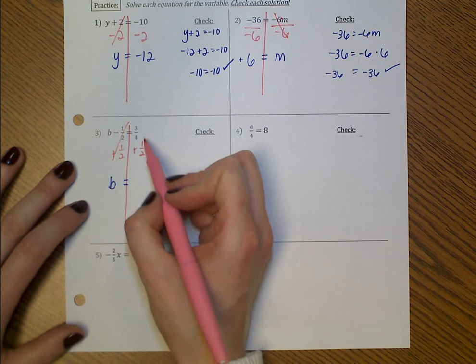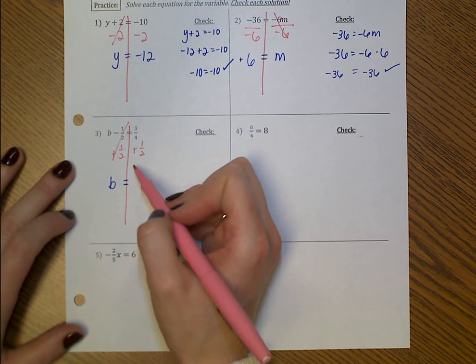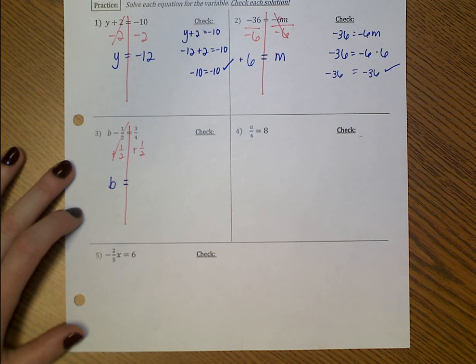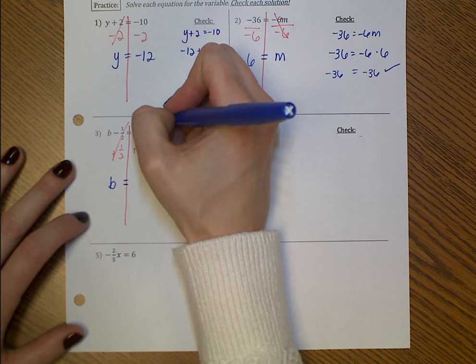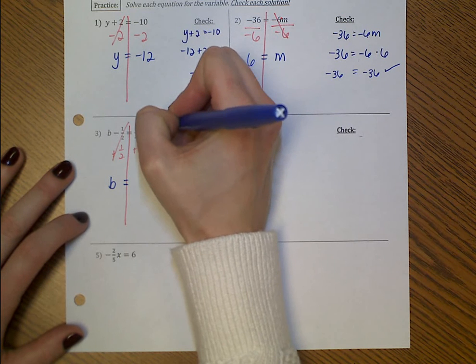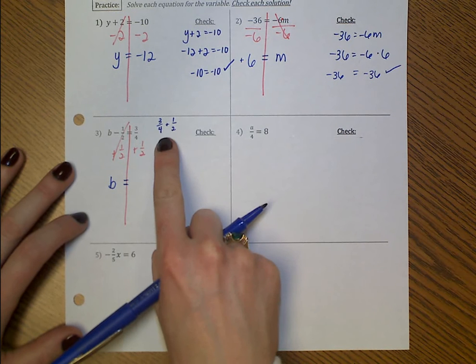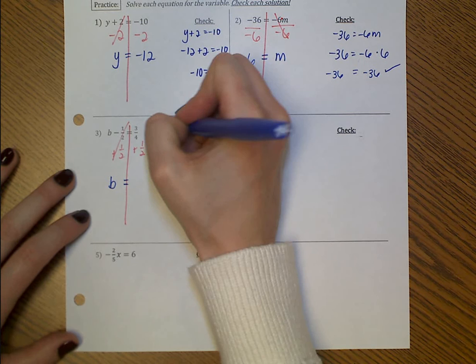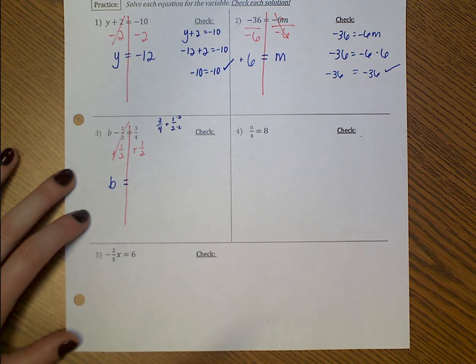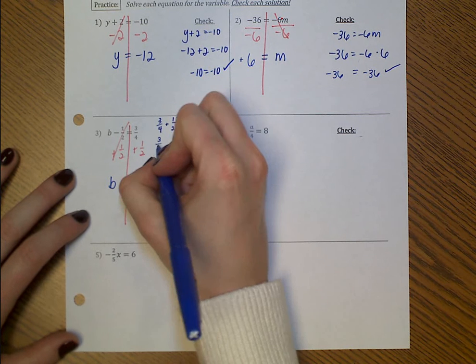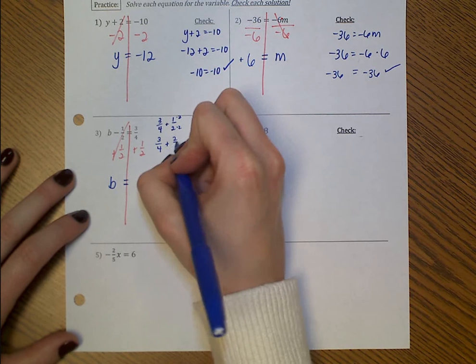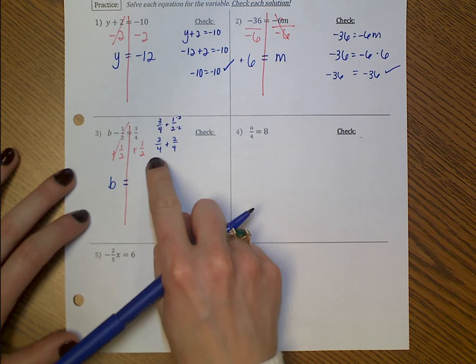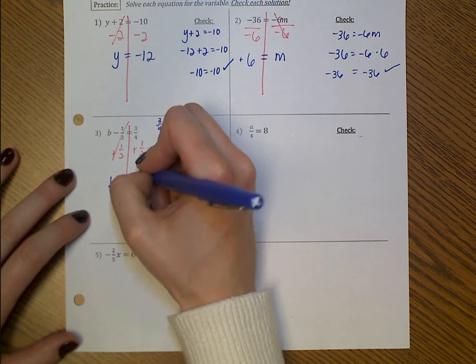On the right, I have to do 3/4 plus 1/2. So I'm going to write that up here. If you didn't have a calculator, you'd have to resort to finding the common denominator. I'm going to go for 4. So that would make this 2 over 4. When I add the numerators, that'd be 5 over 4 as my answer.